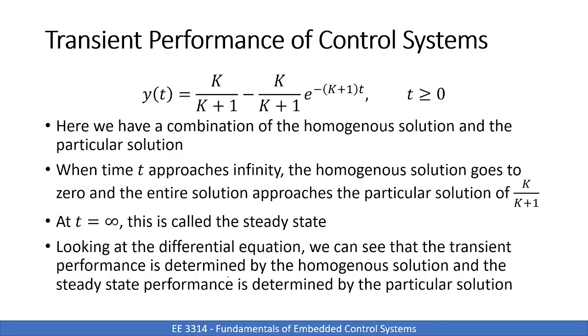Okay, so really we have a combination of a homogeneous solution and a particular solution. We talked about that a little bit when we talked about differential equations. So as t approaches infinity, this homogeneous solution goes to 0. So this is homogeneous. And this is particular, right?